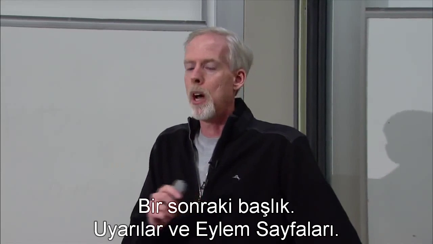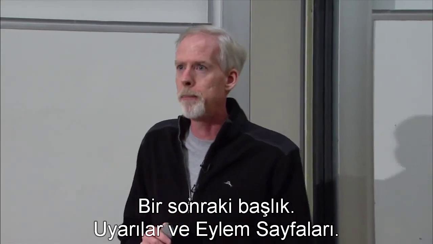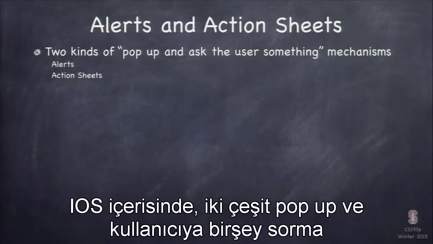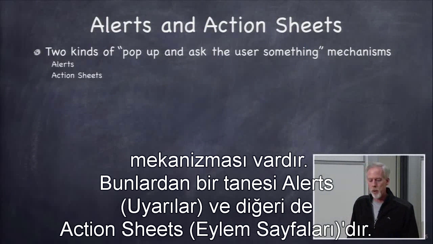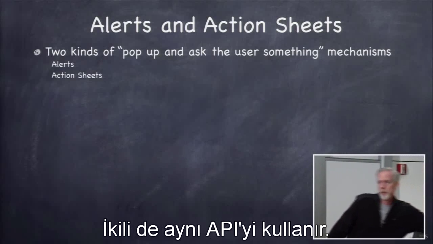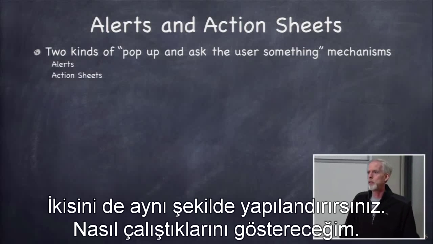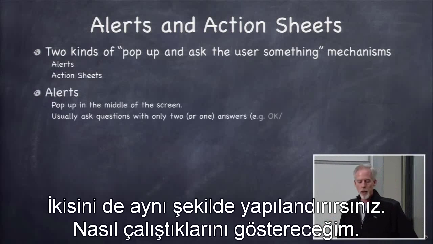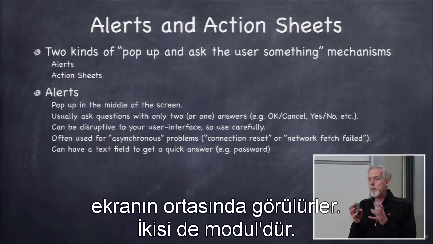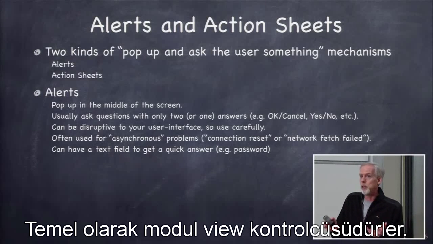Okay, next topic, alerts and action sheets. There are two kinds of pop up and ask the user something mechanisms in iOS. One is called an alert and one is called an action sheet. They actually use exactly the same API. You set them up in exactly the same way. I'm going to show you how that works. What's the difference between the two? Alerts, first of all, pop up in the middle of the screen. They're both modal. They're both basically modal view controllers.